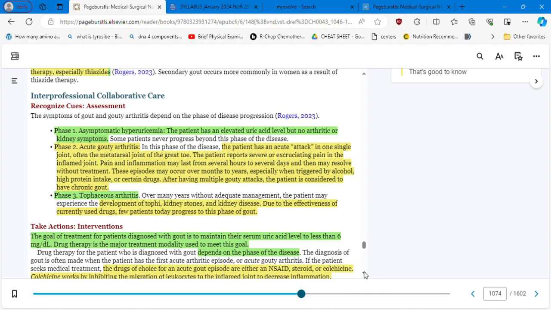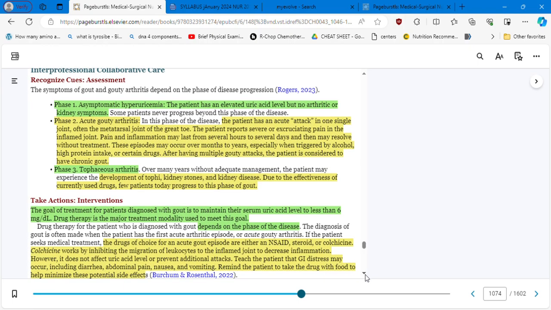The patient reports severe or excruciating pain in the inflamed joint. Pain and inflammation may last from several hours to several days and then may resolve without treatment. And then these episodes may occur over months to years, especially when triggered by alcohol, high protein intake, or certain drugs. Alcohol again. After having multiple gouty attacks, the patient is considered to have chronic gout.